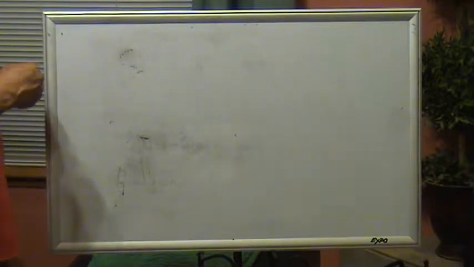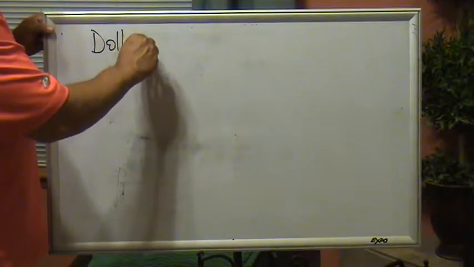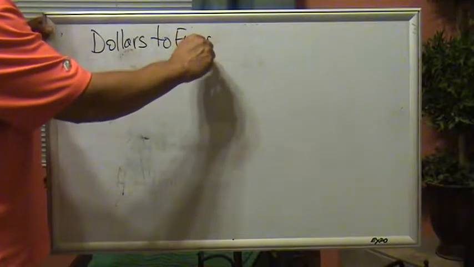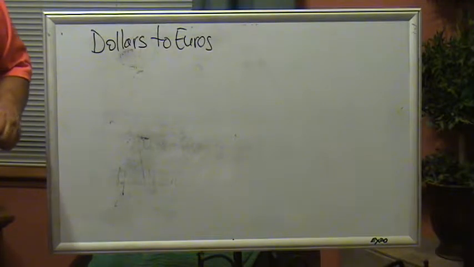Okay. So everybody take out your graph paper. We're going to pretend that we're going on a trip to Europe, and you need to change your dollars to euros. At the airport, the service costs $3 just to use it, basically. And for every additional dollar, you get 0.5 euros.